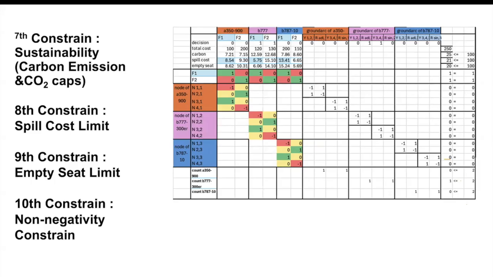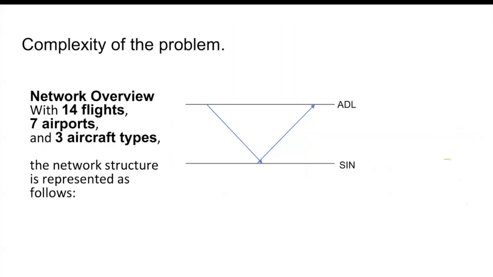Constraints 7 to 9 are added in the model to better reflect the complexity of the real-world problem.